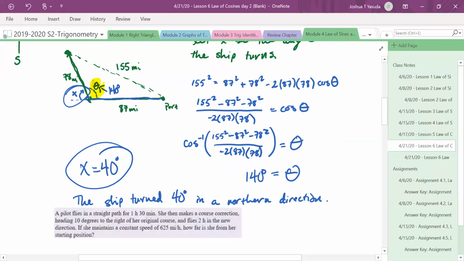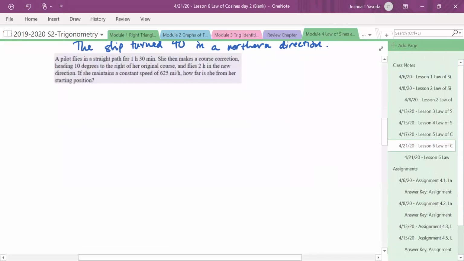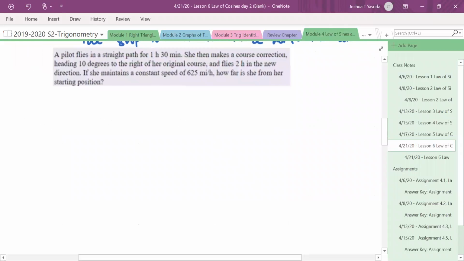I love this problem because you could guess why. Most of the time people tell me that theta is the right answer. So they say, oh, 140 degrees in the northern direction. That would be false. It's going to be 40 degrees in the northern direction because you have to remember the ship is facing to the west. Okay, so there's our first question. Hopefully that made sense and you're feeling good about it.